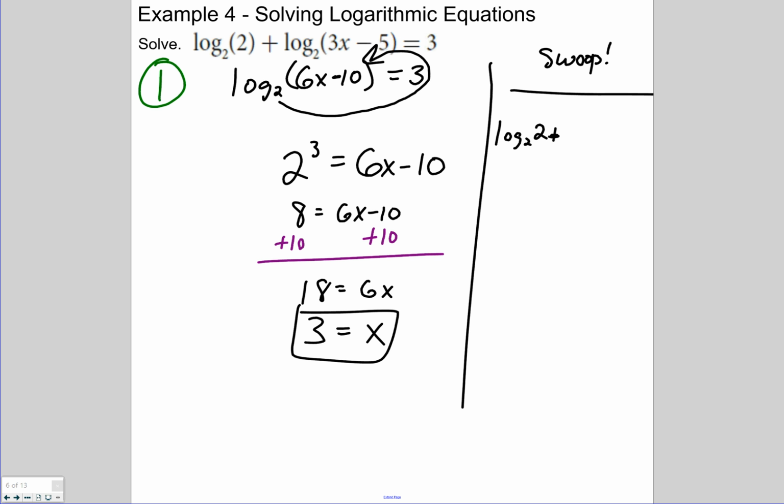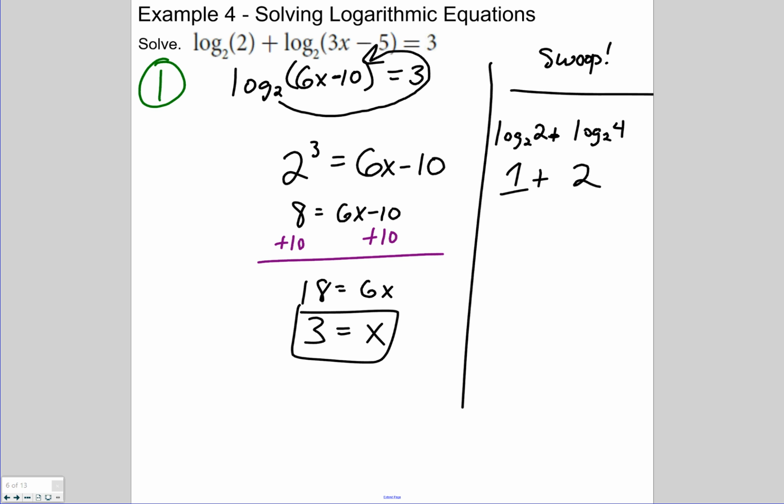What'd you do, Susanna? Which is, I think we can do this in our brain. Log base 2 of 2, ask yourself, 2 to what power gives you 2? 1. 2 to what power gives you 4?